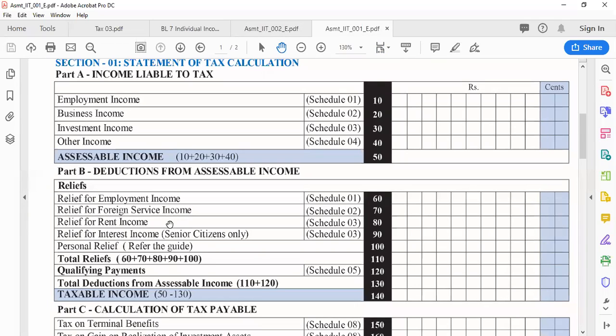Relief for rent income. Yesterday we talked about this. Relief for rent income is 25% of total rent. And relief for interest income for senior citizens is up to 1.5 million. 1.5 million is applicable. And personal relief is 500,000.